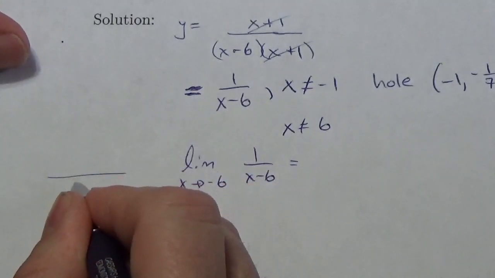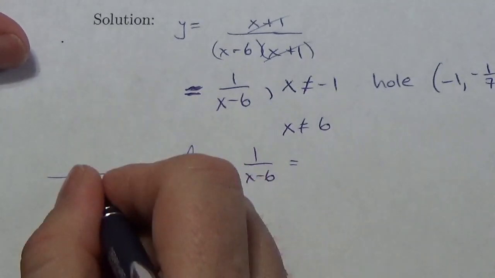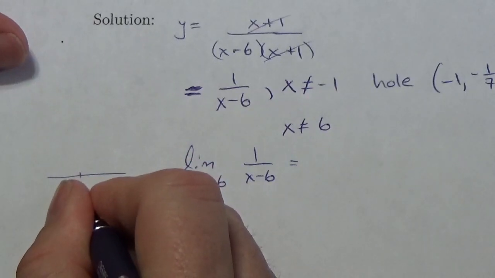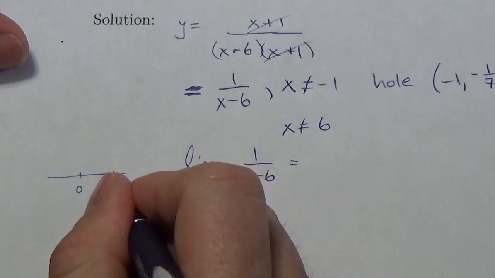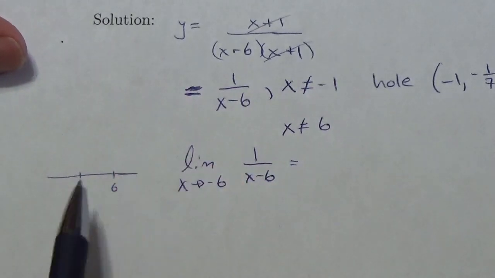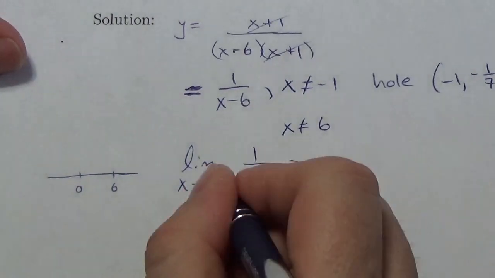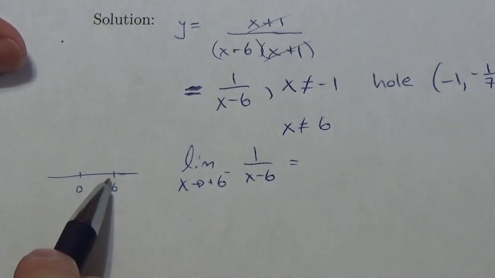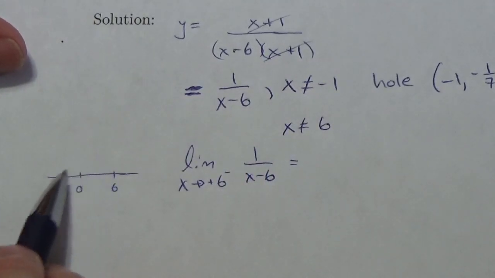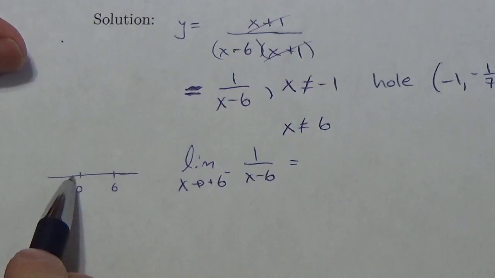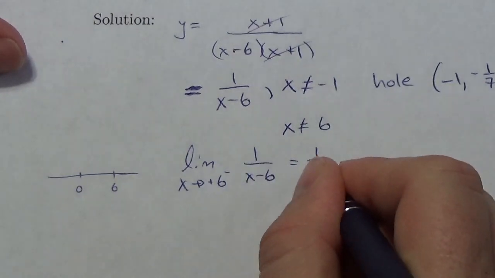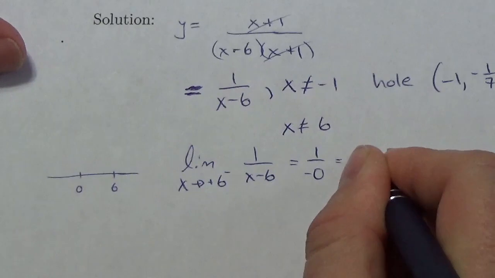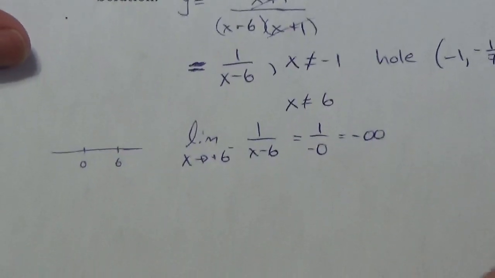Okay, so I'm approaching positive 6 here. So here's 0, here's 6. If I approach 6 from the left, oh, sorry, I meant to do it like that, put the negative up top there. If I approach 6 from the left and subtract 6 from it, I'm going to be approaching 0 from the negative side, which means this is going to go down to negative infinity.